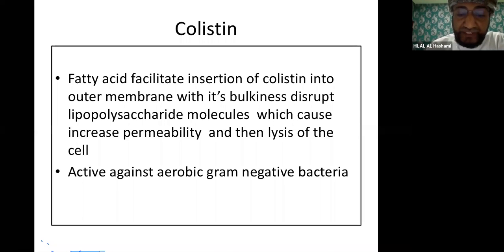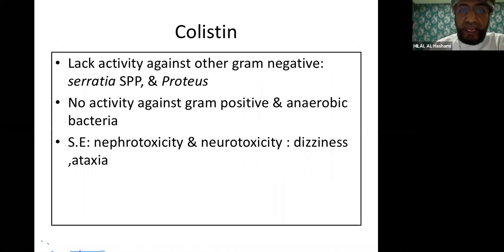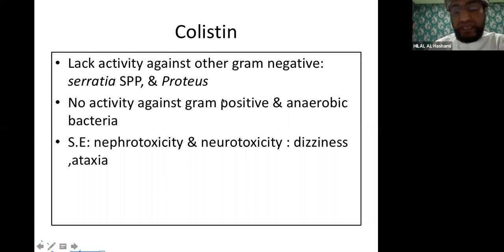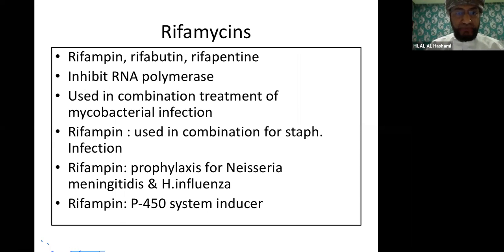It is active against aerobic gram-negative bacteria, and it lacks activity against others like Serratia and Proteus. Colistin has no activity against gram-positive and anaerobic bacteria, and the side effects are nephrotoxicity and neurotoxicity, like dizziness and ataxia. And again, colistin is a drug that is reserved for resistant gram-negative organisms. Then we'll move into rifamycins.